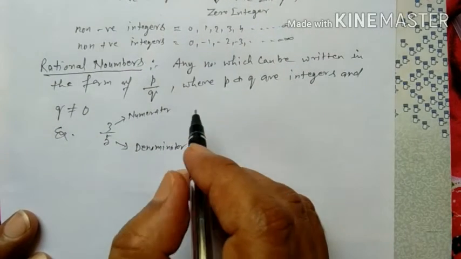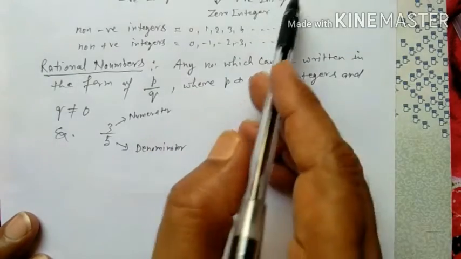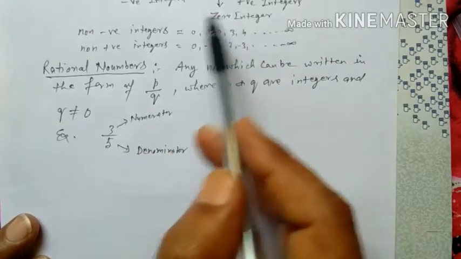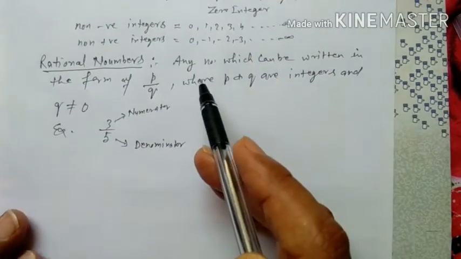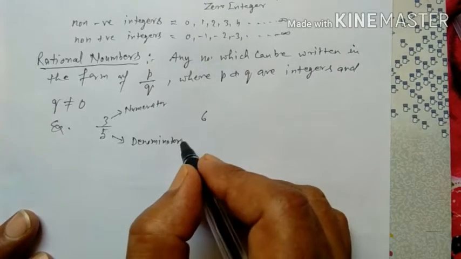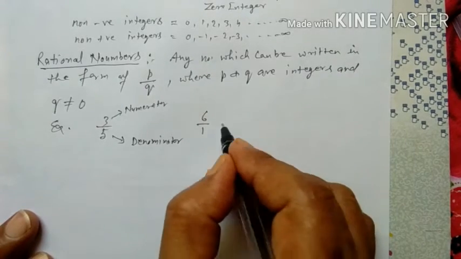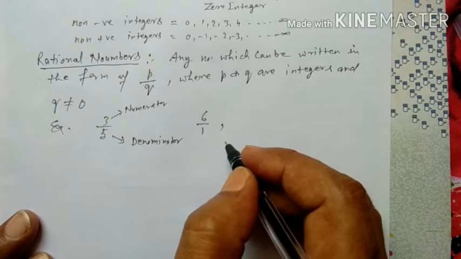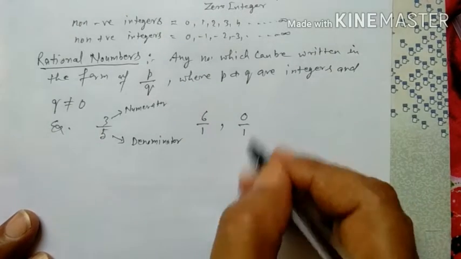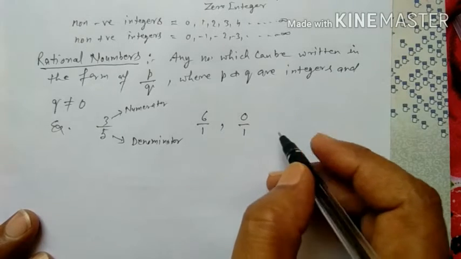Next, all these numbers are also rational numbers, because 6 can be written in the form of 6 by 1, so this is also an integer. 0 can be written in the form of 0 by 1, so this is also an integer.